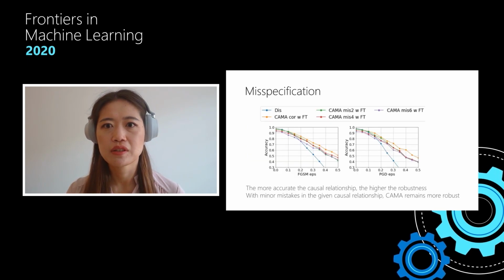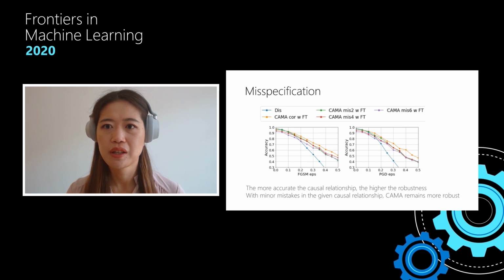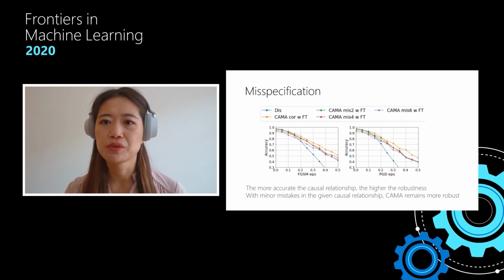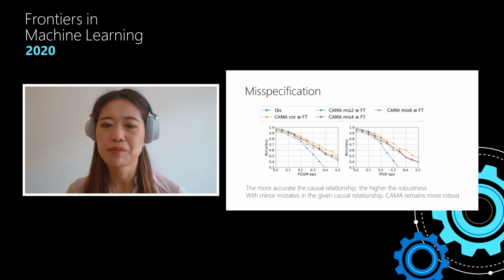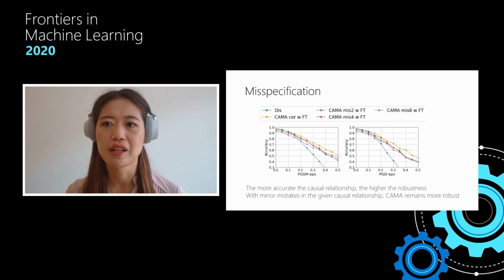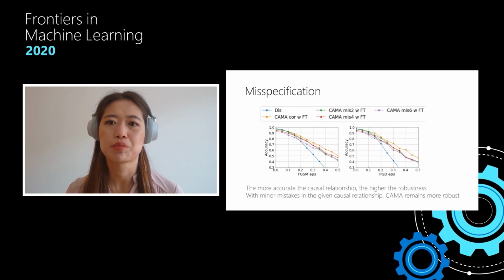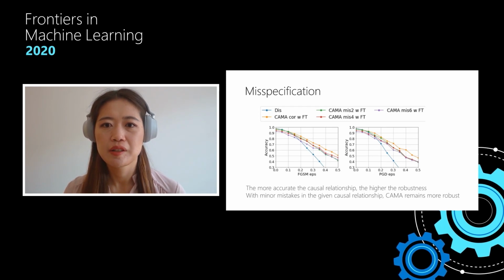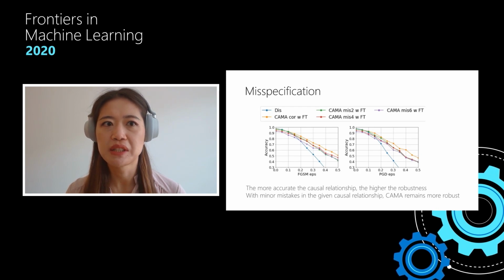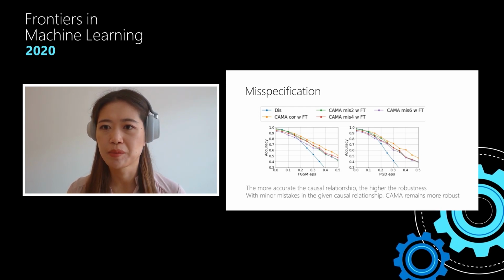So what if the causal relationship that we use is not completely correct? There may be small errors. So here we performed experiments to show this with synthetic data with many variables. The blue line is the baseline, and the orange line is the case when the causal relationship is perfect. Different colors of lines show different degrees of misspecification in the causal relationship.